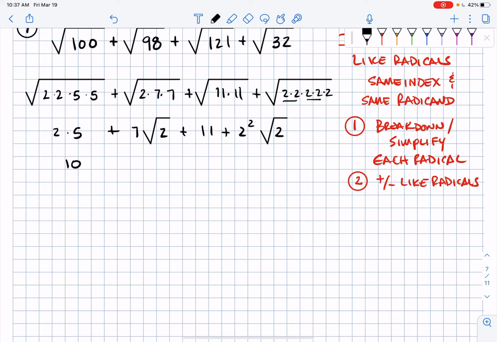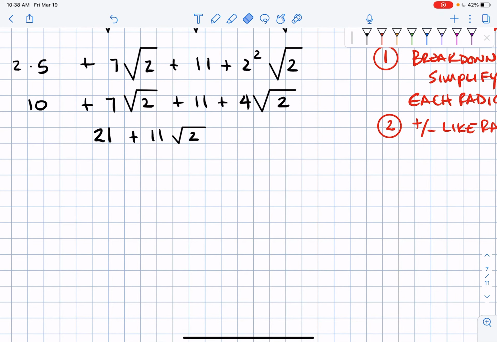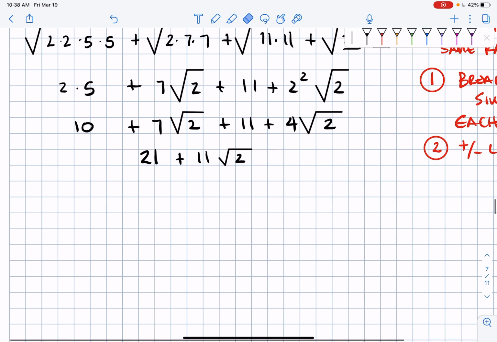So really I have 10 plus 7 square root of 2 plus 11 plus 4 square root of 2. All right. So I have like terms here. So when I look at like terms, I got the 10 and the 11, which gives me the 21. And then I got the 7 square root of 2 plus the 4 square root of 2. So it's kind of like saying taking 7x plus 4x, right? That's going to give me an 11 square root of 2. Okay, so that would be my answer there, and this is number 7. So number 7 is going to give me choice A.